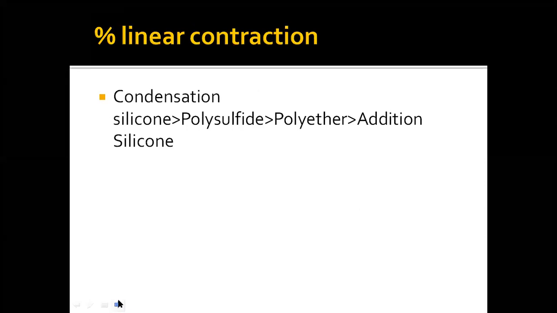Now, linear contraction, again, condensation silicone has the highest amount of linear contraction. Then it's polysulfide, then it is polyether, and the least linear contraction is seen in addition silicone. Okay, so this is what you have to remember.